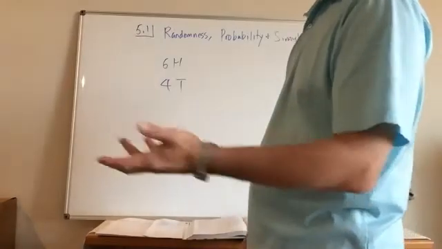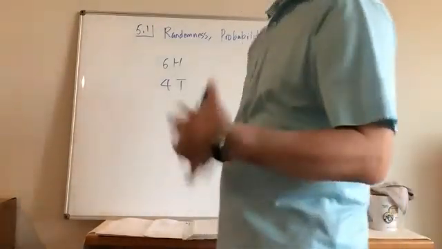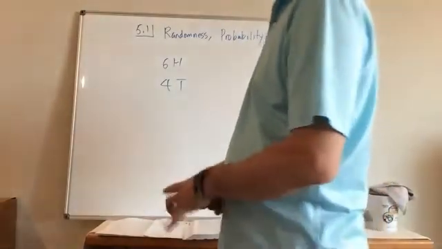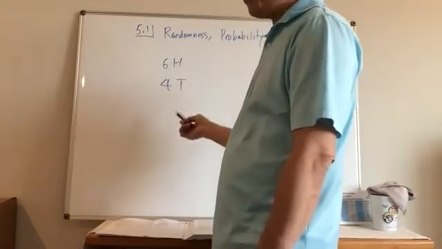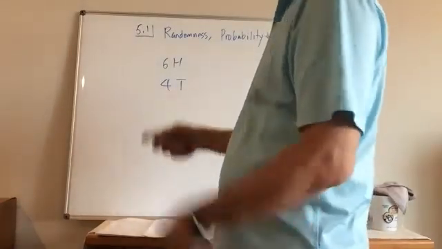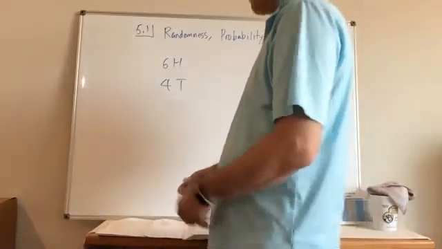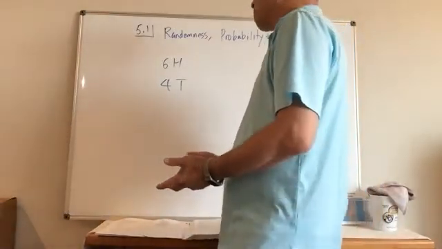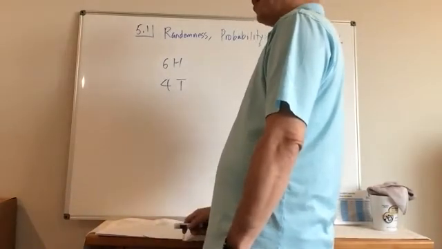When truly, if it's a fair coin, what is the theoretical probability, right? The theoretical probability is 50-50. It should be 50-50, but the experimental or empirical probability shows that out of the 10 times I did it, I got 6 heads and 4 tails.